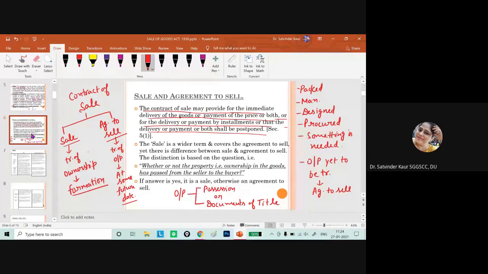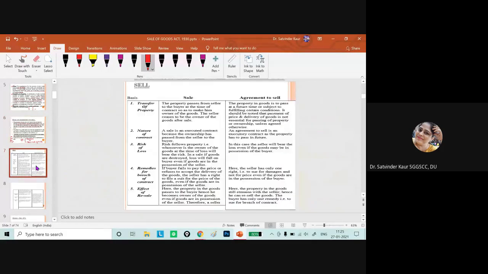Now, whether a particular situation is a sale or an agreement to sell depends upon the question of whether ownership in the goods has been transferred or not. So if the ownership is being transferred, it will be sale. If the ownership is yet to transfer, it will be known as agreement to sell. So now let's discuss the difference between the two terms.